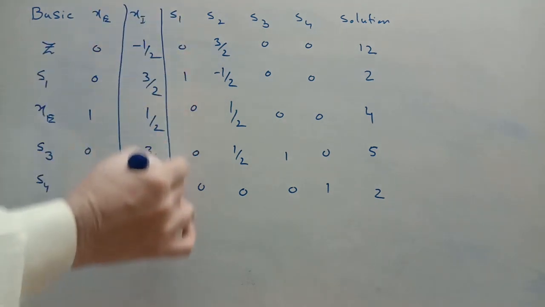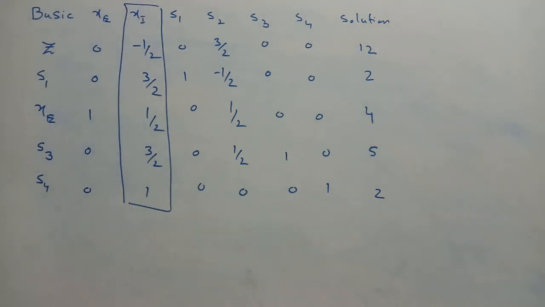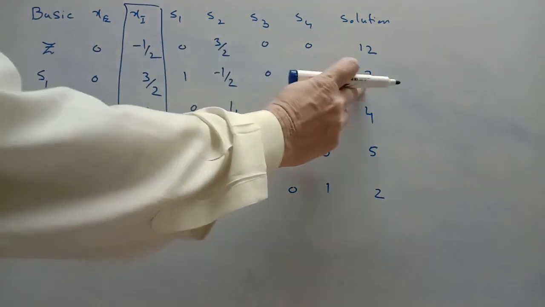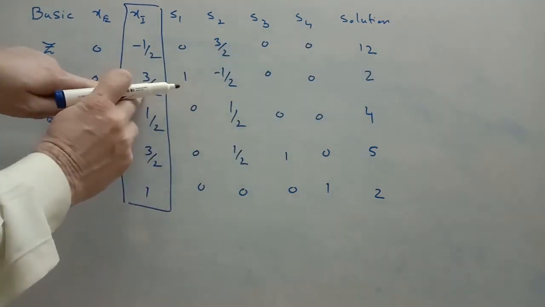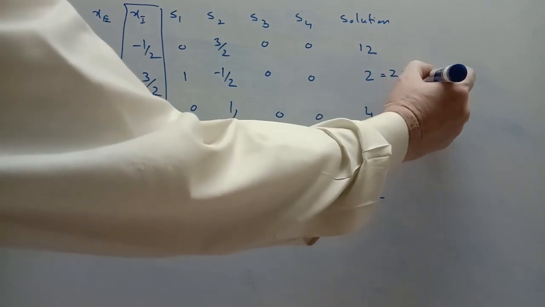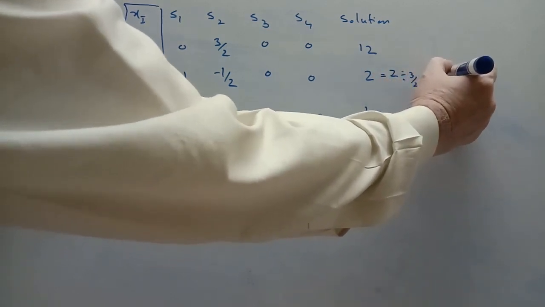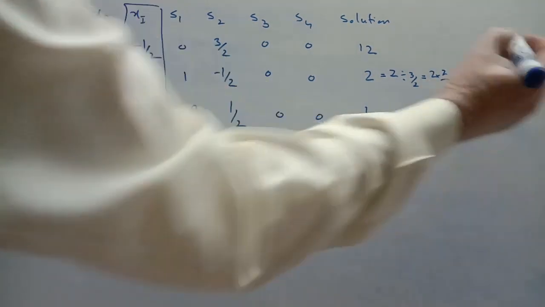entering column will be this one. This is your entering column, EC. Okay. Now I told you to decide the leaving variable, it is solution divided by entering column. That means 2 divided by 3 over 2, which is 2 into 2 over 3, equal to 4 over 3, or 1.33.